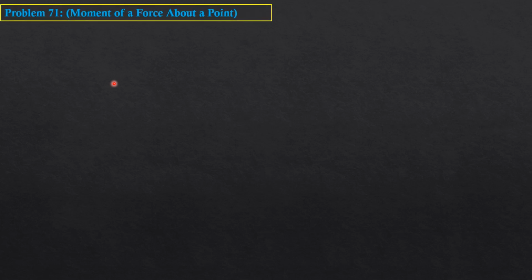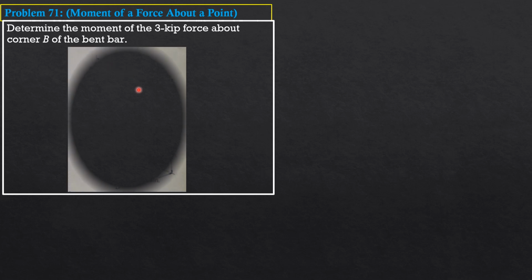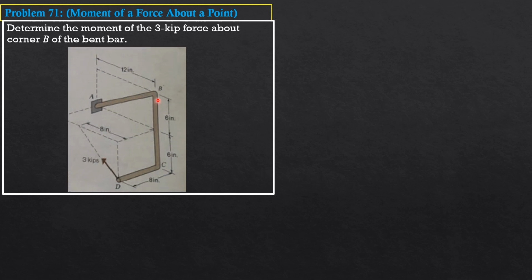So here is an example of moment of a force about a point, and I solve this in two ways, one by scalar approach and the other by the vector approach. So determine the moment of the three kip force about corner B of the bent bar. So this is the bent bar and this is B.